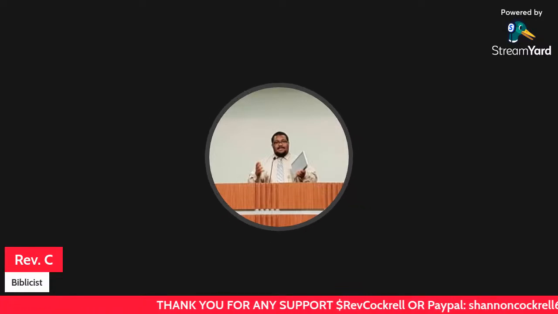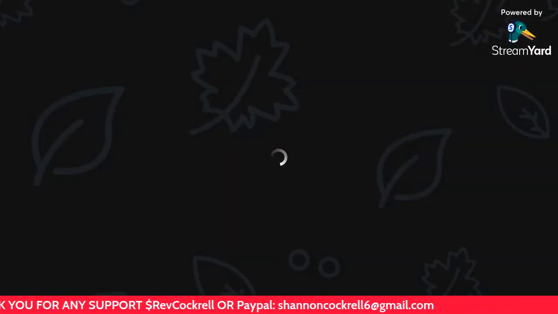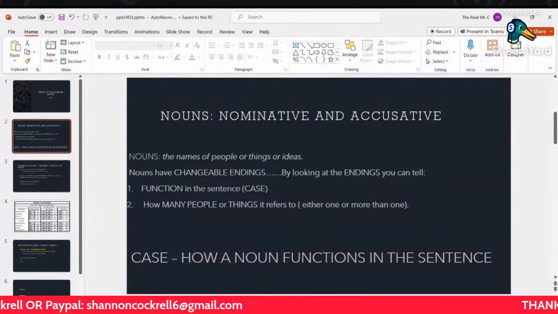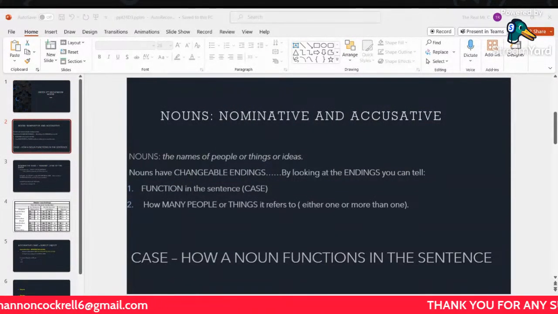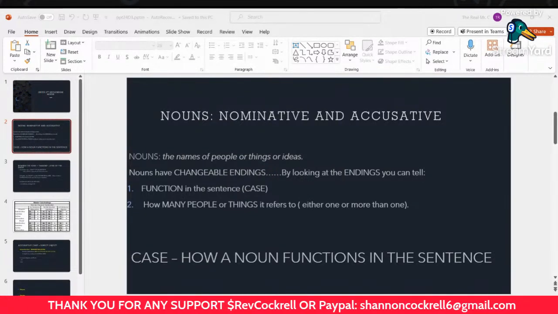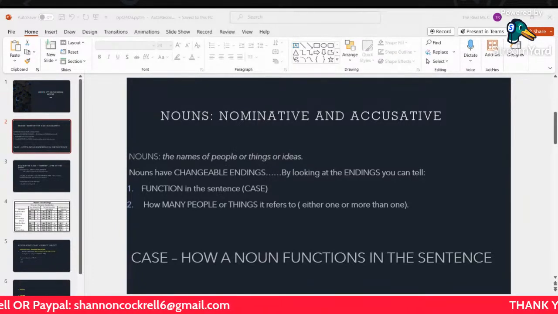All right. Let's get into it. Is it essential to read Greek? No. Is it helpful? Yes. The benefits are amazing. So let's look at nouns in the nominative and the accusative case.